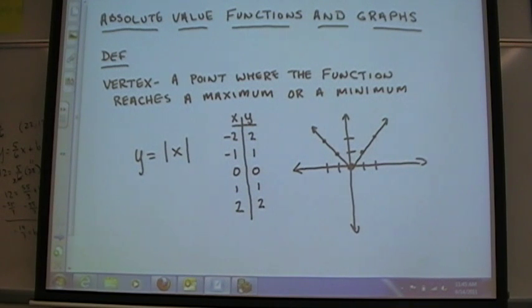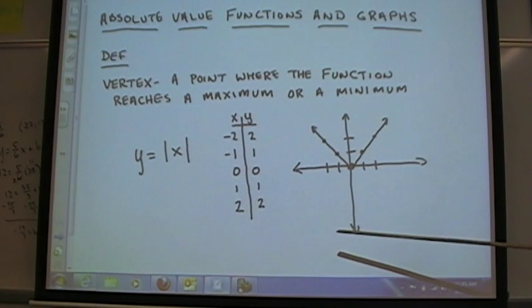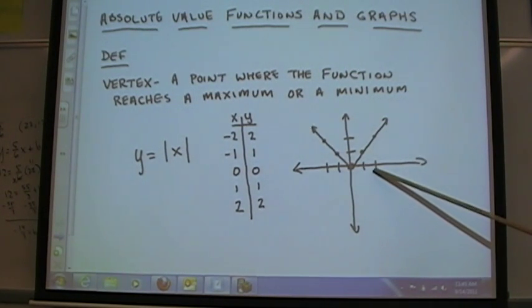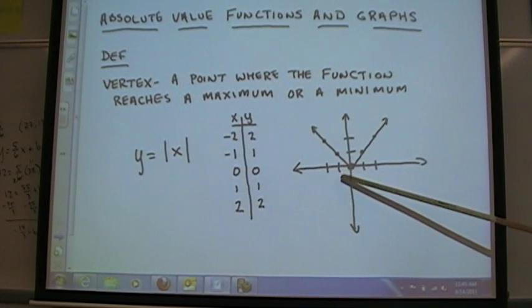Absolute value functions and graphs. Go ahead and write down that definition. Vertex: a point where the function reaches a maximum or a minimum. So in this graph, my vertex is right here at the origin.